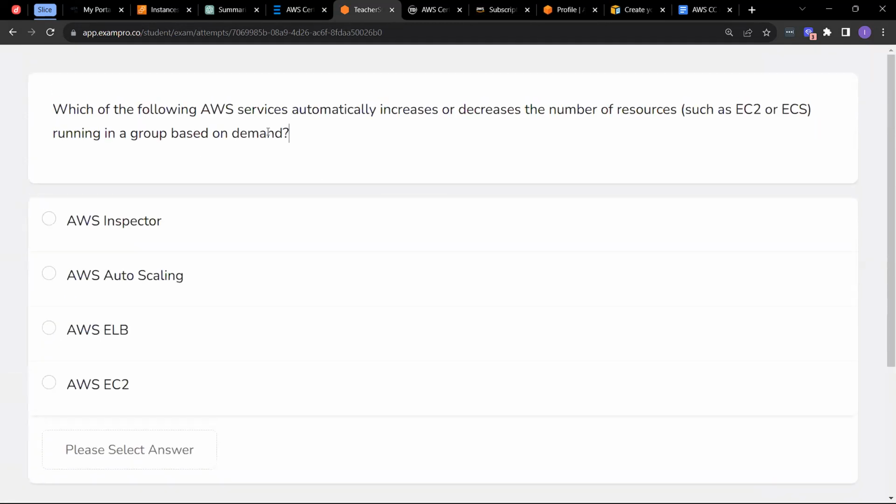Which of the following AWS services automatically increases or decreases the number of resources? So immediately you see increases or decreases, then we are looking at the auto scaling service. But when you see the ability of a system to increase and then decrease, then we are looking at elasticity. You choose elasticity. Don't go and choose scalability.